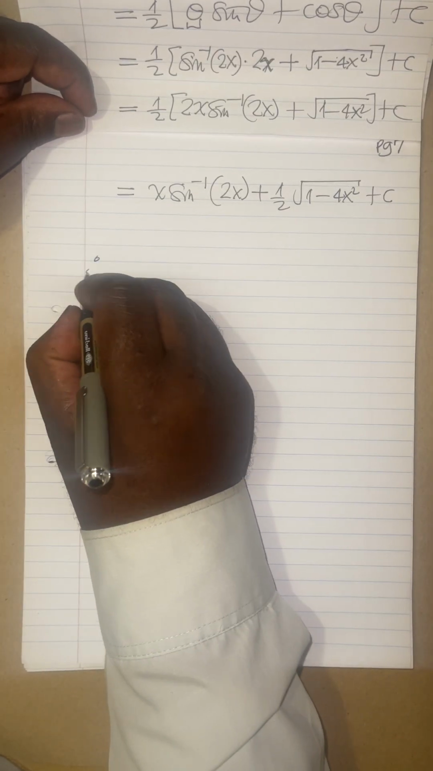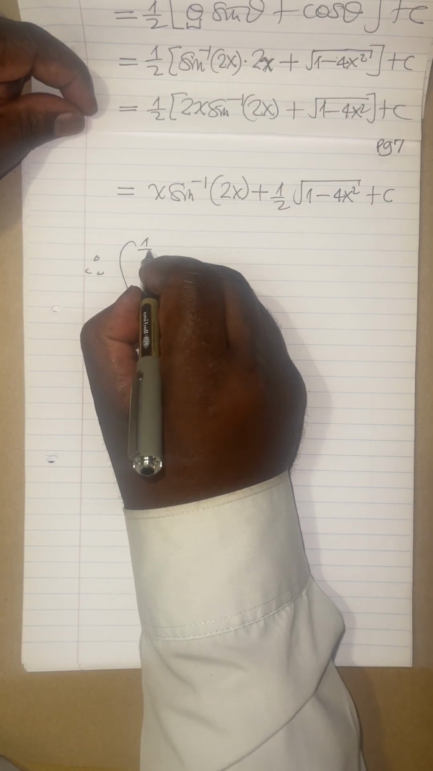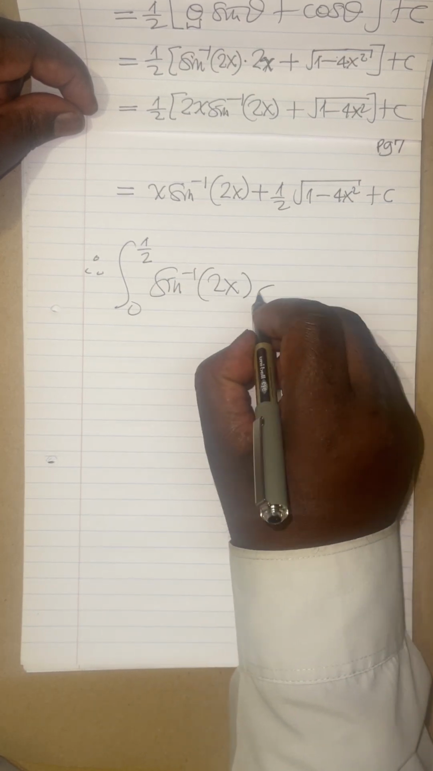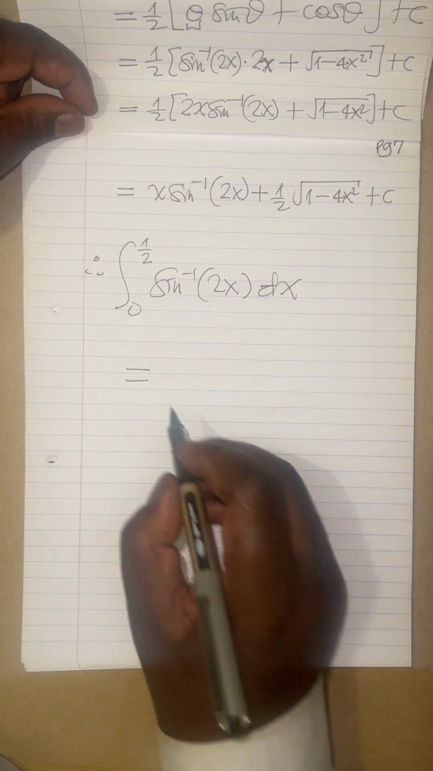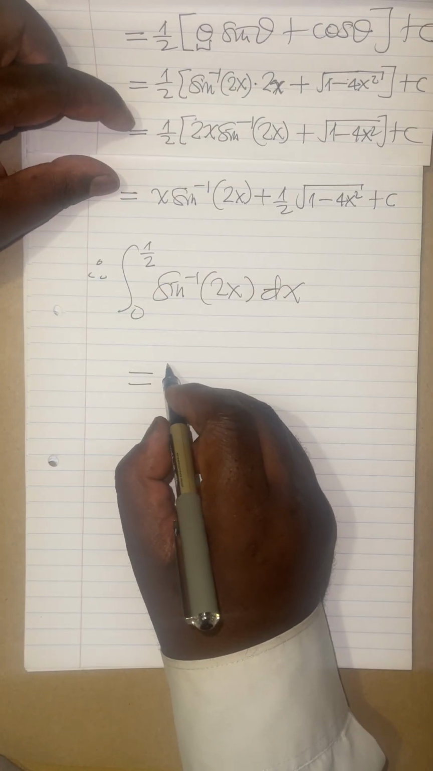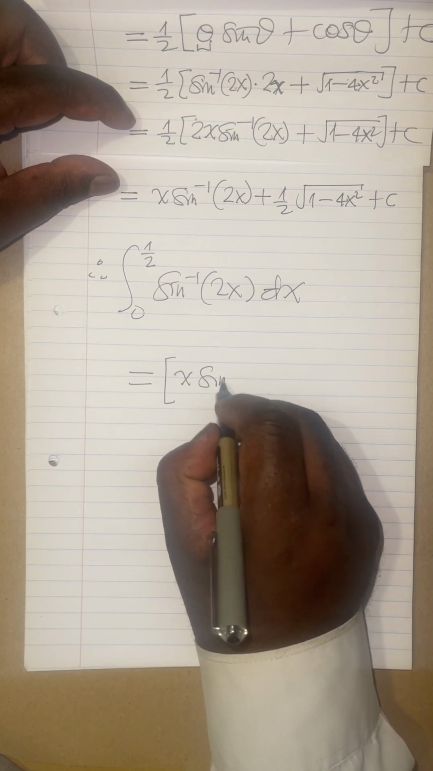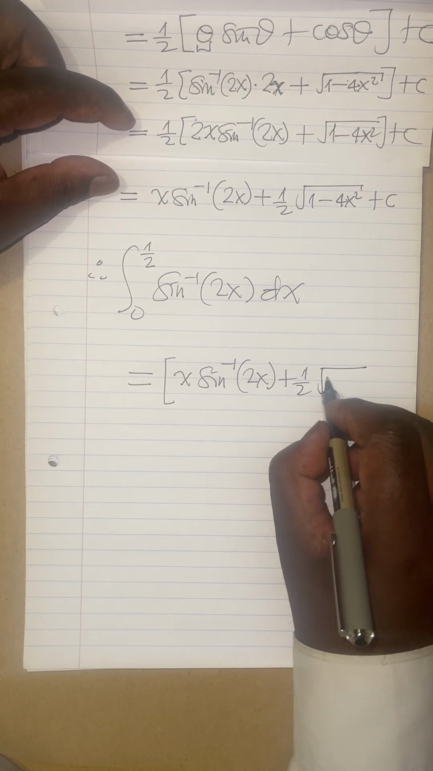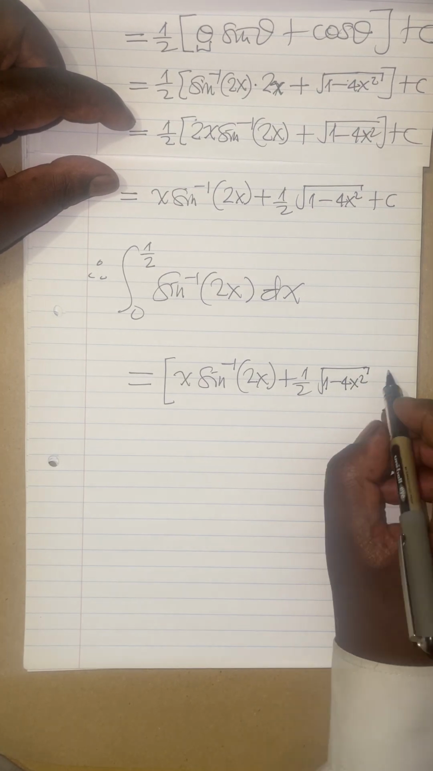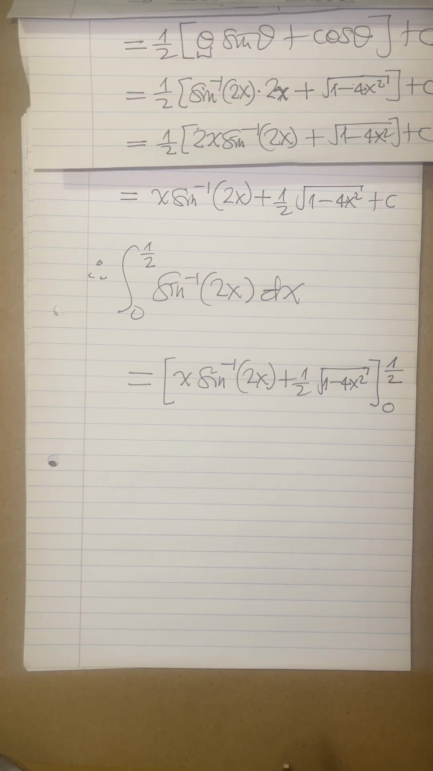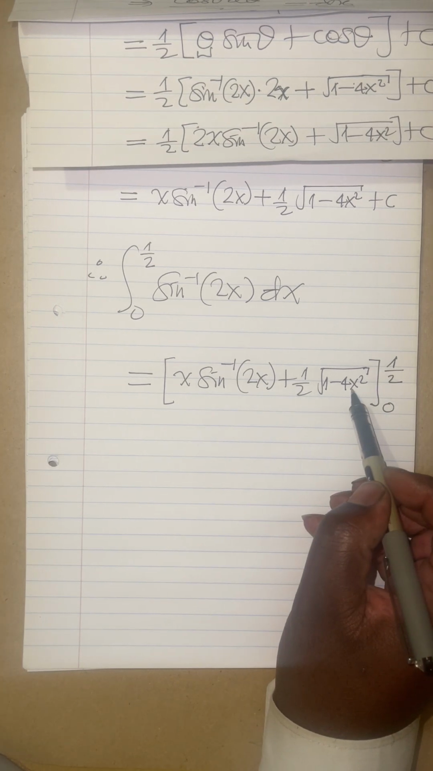So we're now going to say, therefore, this integral from 0 up to 1 over 2 of sine inverse of 2x dx, this one here, must be equal to, remember this is where we're coming from, there is our integral, that from 0 up to half must be this expression here. Watch what I'm going to say: x inverse sine of 2x and then plus half square root of 1 minus 4x squared, and then evaluating from 0 up to 1 over 2.